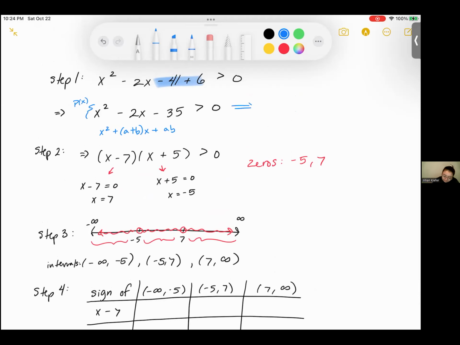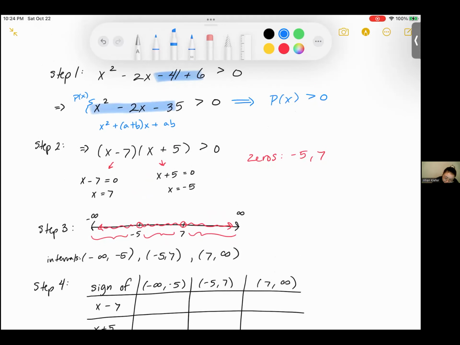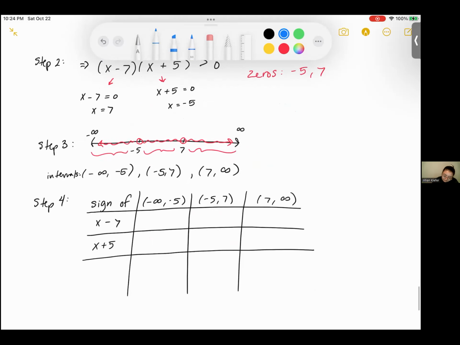So really, this is saying that you want p of x greater than 0. P of x is that whole x squared minus 2x minus 35. That's p of x. So we're going to write that in down here, p of x. So now that you have your table created, how this works is that you will pick a test point from every interval that is listed here. And you will test that point within the factors, because the combination of the factors makes up p of x.